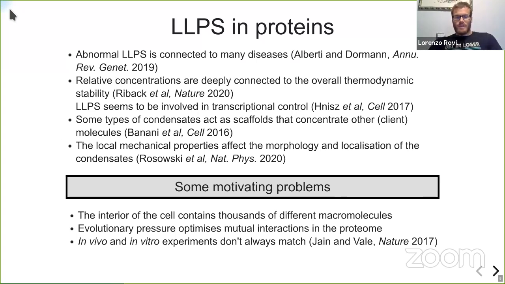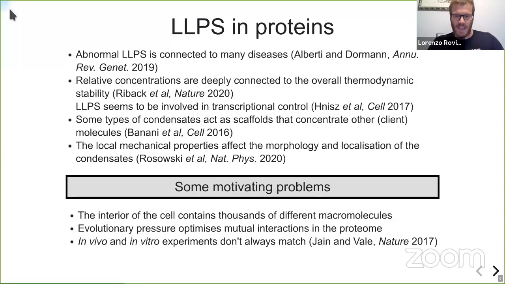And as far as studying these things, of course, the cell is full of other stuff, not only stuff that phase separates. There are thousands, if not tens of thousands, of different macromolecules. And the point is that these macromolecules have been optimized to interact with each other by evolutionary pressure, of course. So you cannot really take out the proteins you are interested in, look at how they behave, and hope that they will behave the same in vivo.